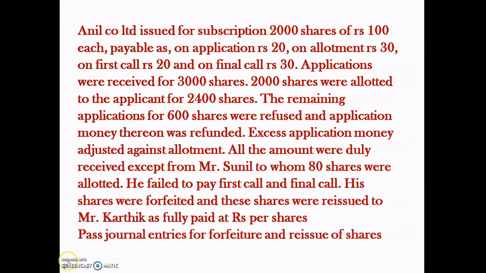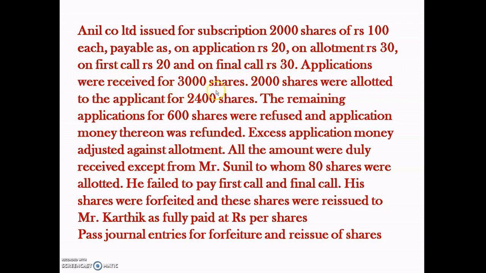See the practical problem on this. Anil Company Limited issued for subscription 2000 shares of rupees 100 each, payable as on application rupees 20, on allotment rupees 30, on first call rupees 20 and on final call rupees 30. See here, Anil Company Limited issued how many? 2000 shares, and the 100 each is the face value, payable as on application 20 per share, on allotment rupees 30 per share, on first call 20 and on final call 30. Means total it will be 100, means here shares are issued at par.